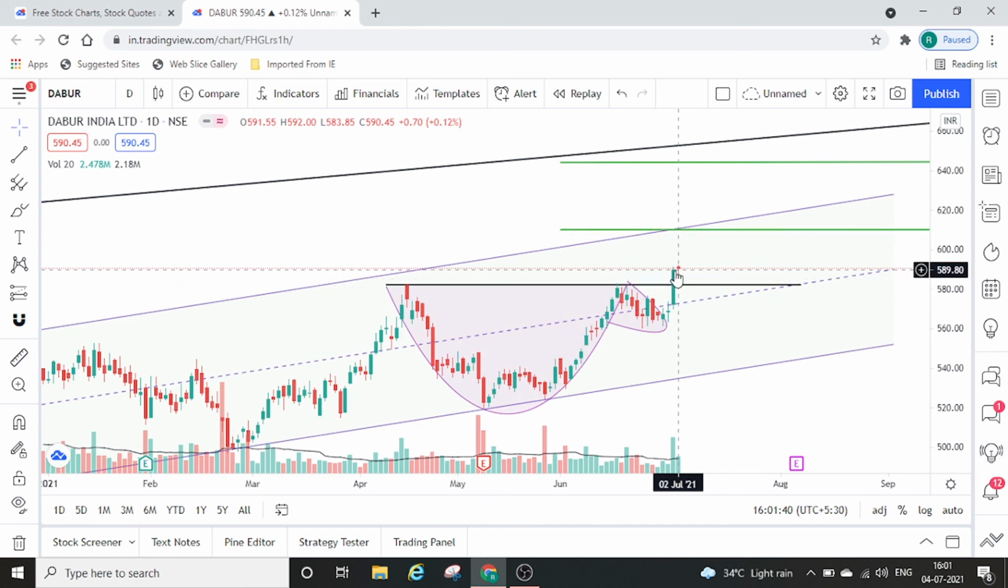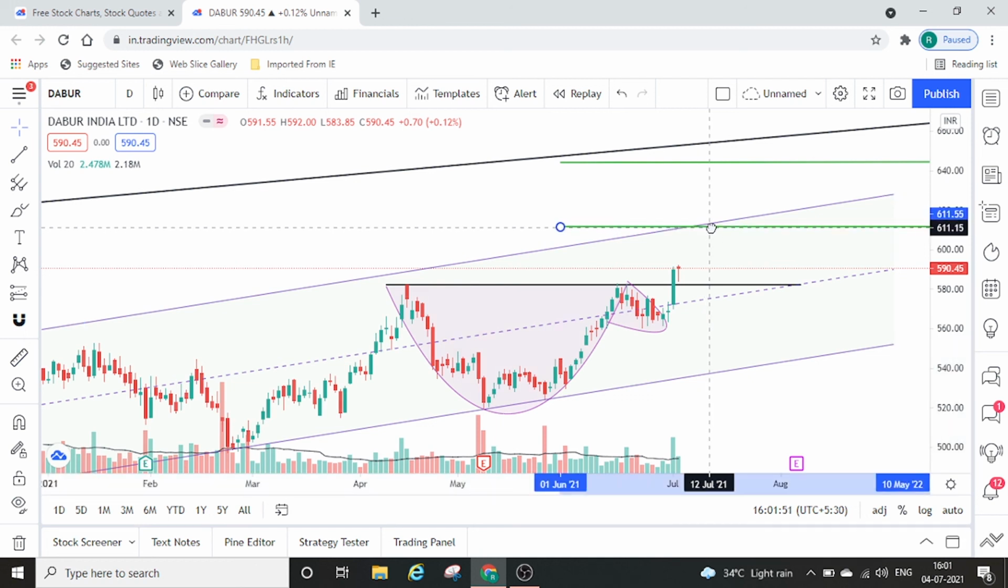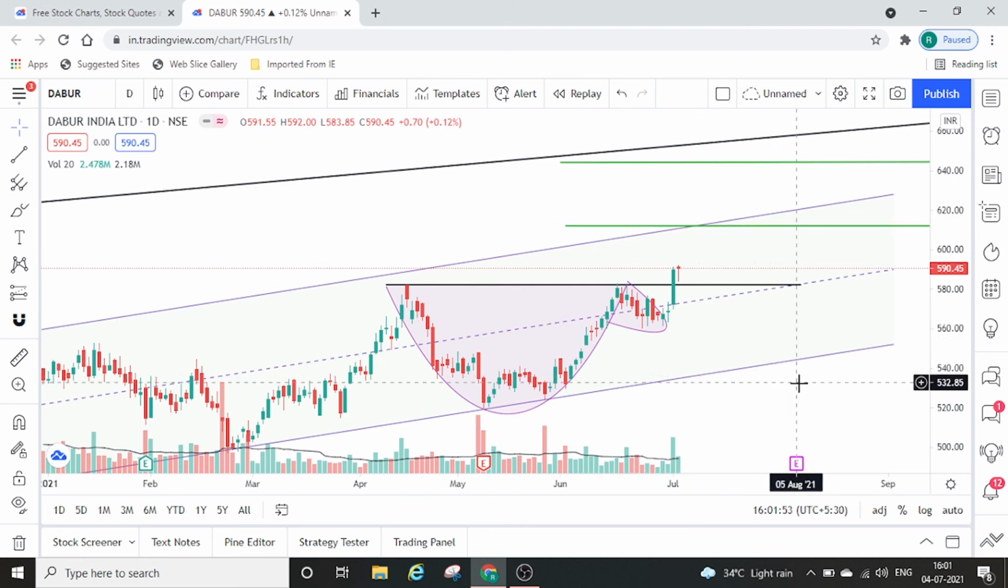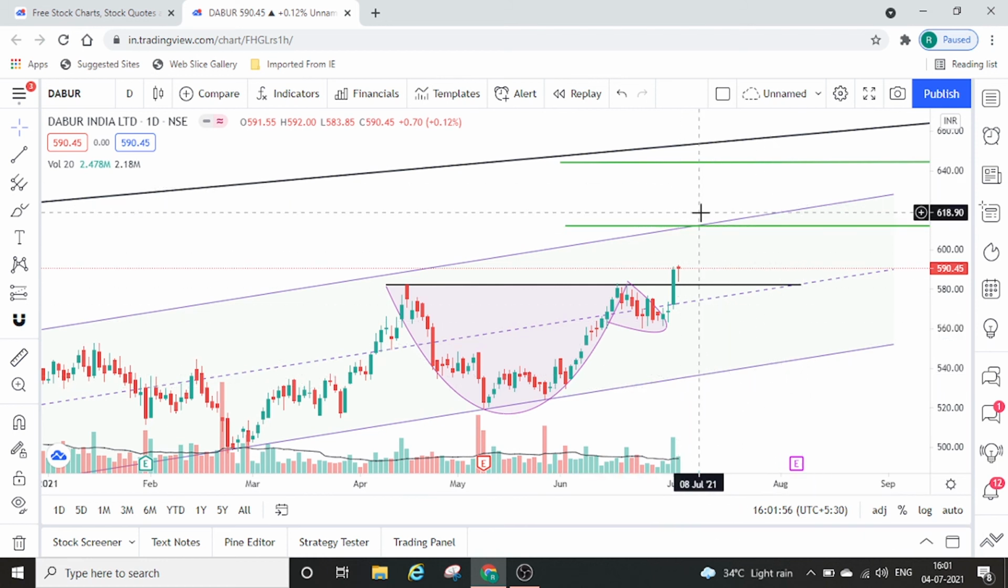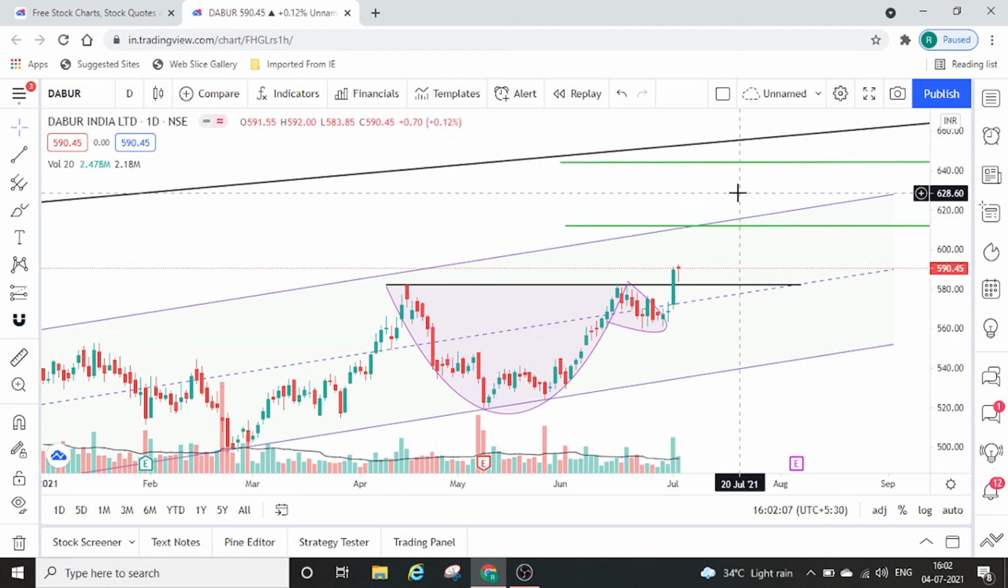Once the stock starts to move, in one or two days it will come to here, and after that our target will be around 612 or 630. And finally, if the stock again provides a breakout from this channel pattern, it has the potential to reach the major resistance line, and as a cup and handle pattern formation, we can wait for the target of around 644 or 645.